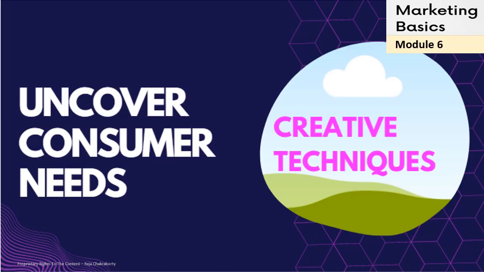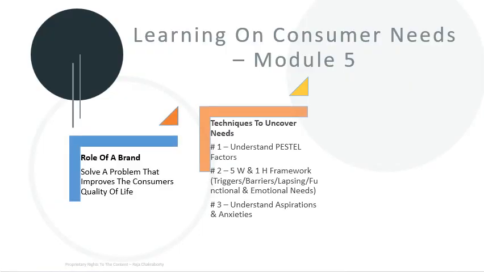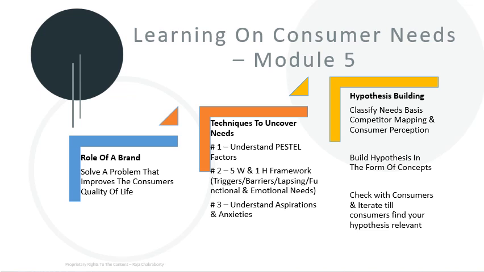So let's move ahead. What we have learned so far is the following. We started with why it is very important to uncover consumer needs. Because the role of a brand in a consumer's life is basically to solve a problem that improves the quality of the consumer's life. There is no other role. And if that is the role of a brand, then it is very, very important that we understand what problem in the consumer's life we can solve, or what aspiration we can satisfy, and that is what we qualify as need.